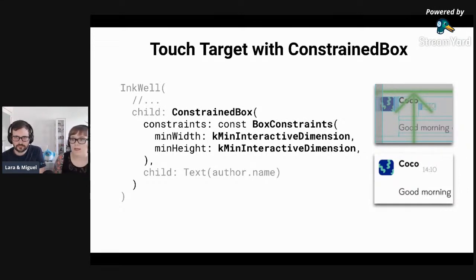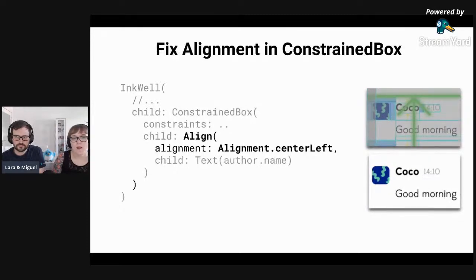So how can we do that? We can use the Align widget. We can remove existing paddings and add paddings to the avatar as well. So we can readjust the UI to look like before, but now the username will have a target hit size of 48 or more.